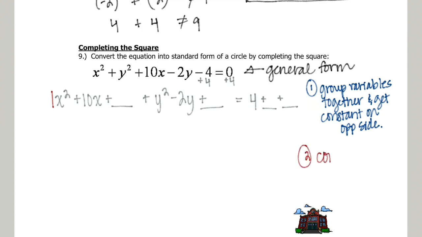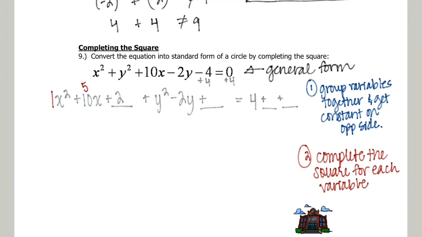So we're going to complete the square for each variable. So we're going to do this twice. We're going to complete the square with the x's and then for the y's. So we take half of 10, which is 5, and then we square that. 5 squared is 25. I'm going to put this in purple. What I add on the left, I'm going to add on the right.